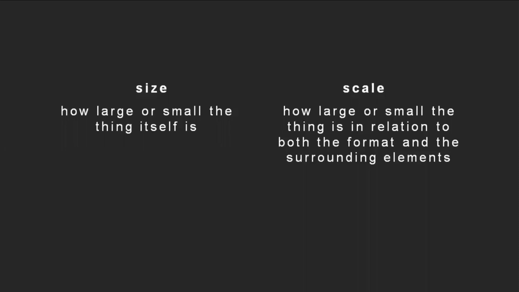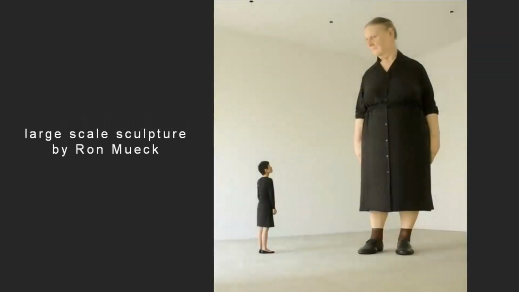So the size of things can do a couple of different things for the work of art. If we look at this sculpture by Mueck here of this old lady, you can see to the left of the sculpture is a real person. So that's going to give you your scale for this sculpture. The size of the sculpture, the scale of it in relation to you, changes your relationship to the sculpture.